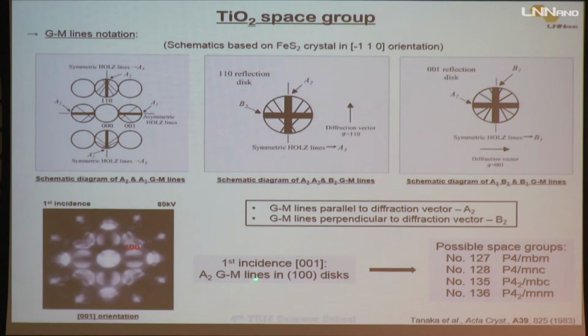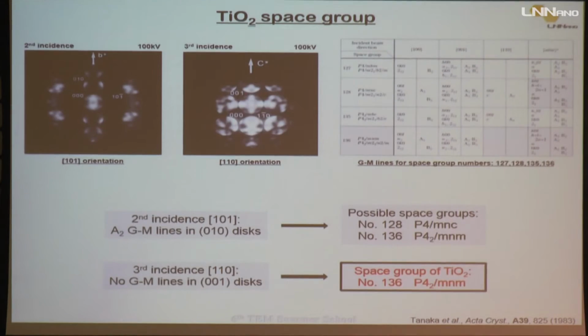So this pattern has A2 lines. Based on that information, we can limit the 16 possible space groups to 4: numbers 127, 128, 135, and 136. This is part of the table from the International Crystallography database, just part of it for information's sake, and now we are limited to the 4 different space groups.